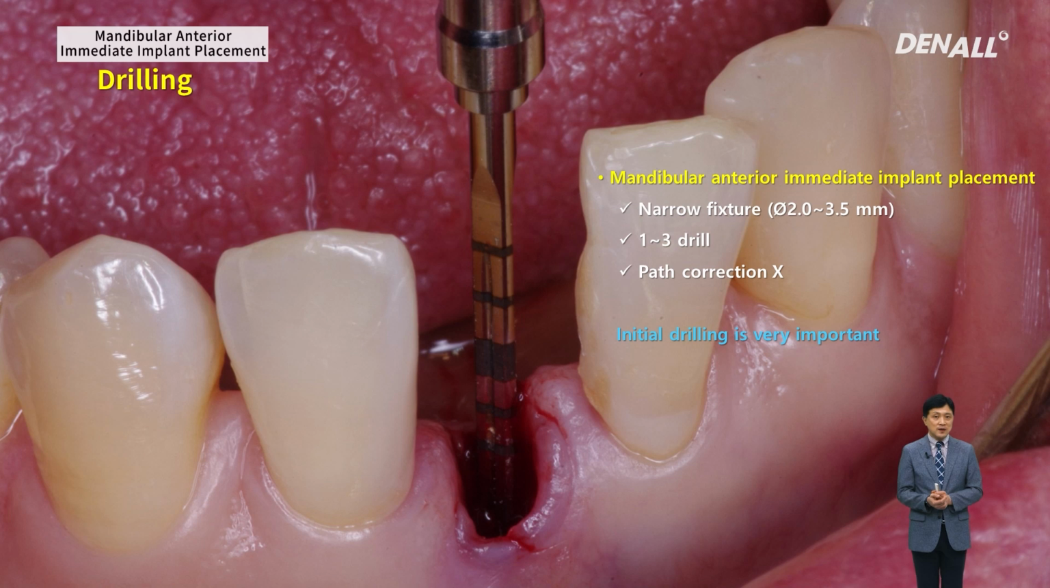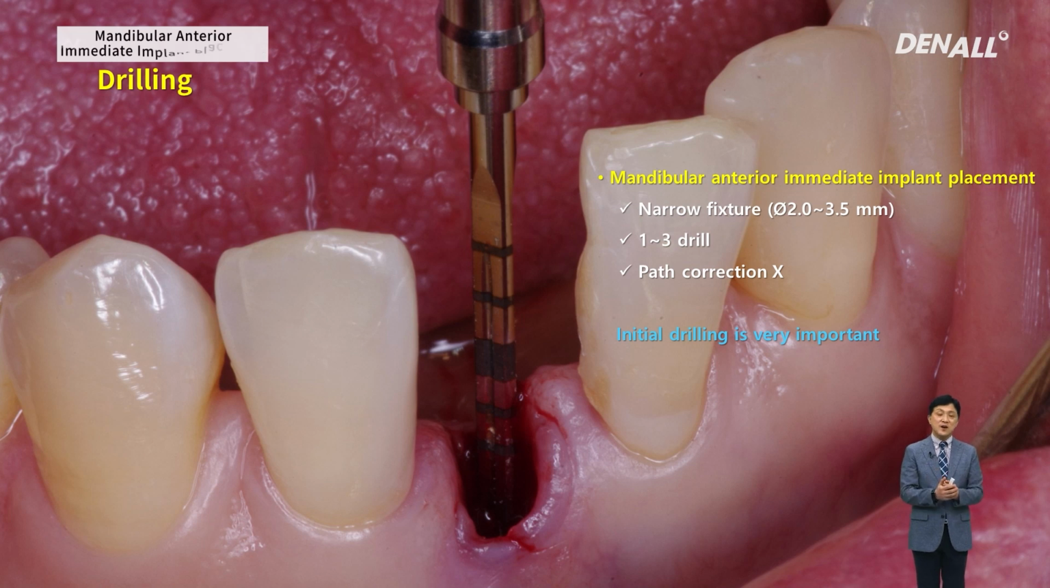The drilling sequence is very simple with just a few steps, so it is very hard to do path control. And path control doesn't mean much here. I said initial drilling is very important in the maxillary anterior. It is the same for the lower anterior as well. Of course, for immediate implant placement in other regions, initial drilling is very important.